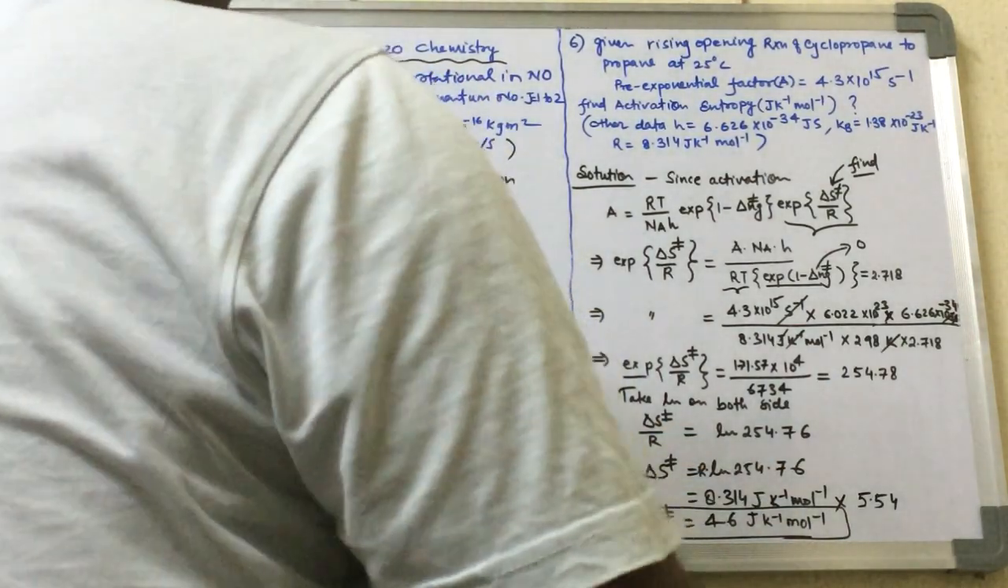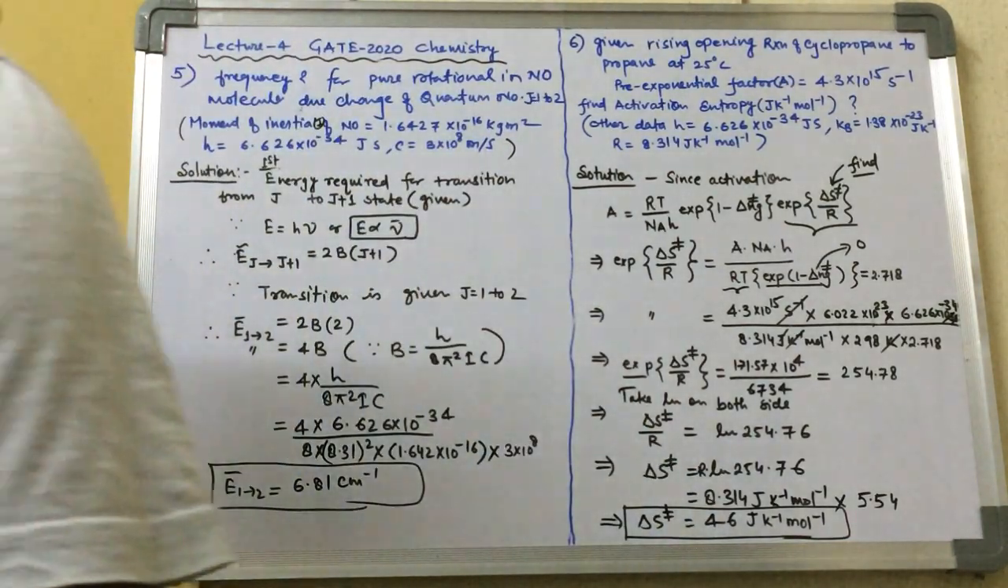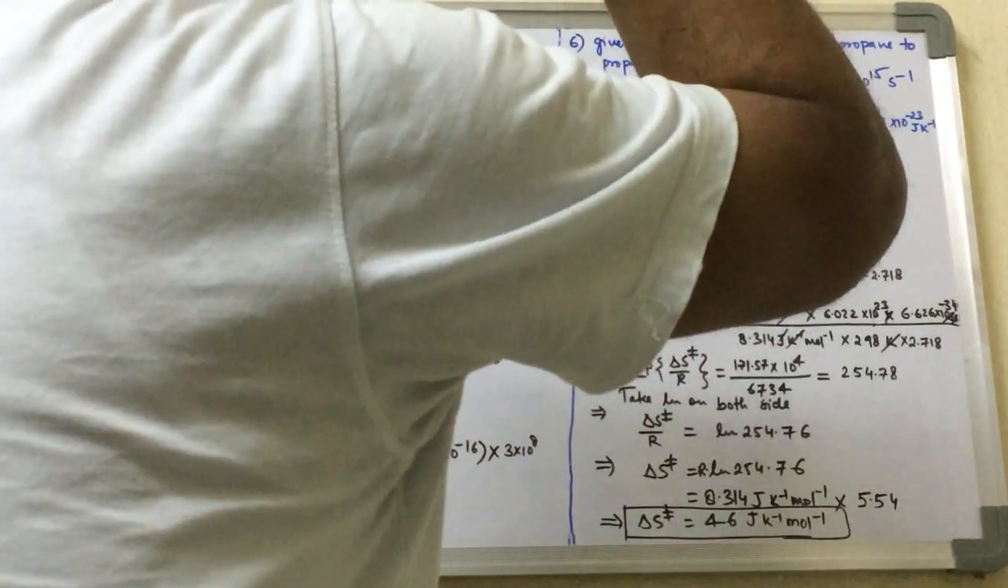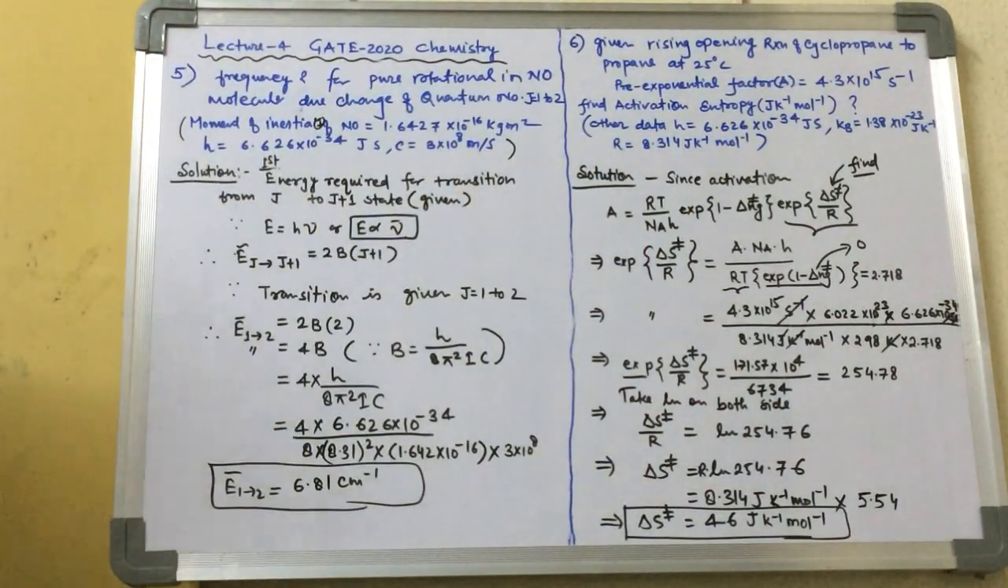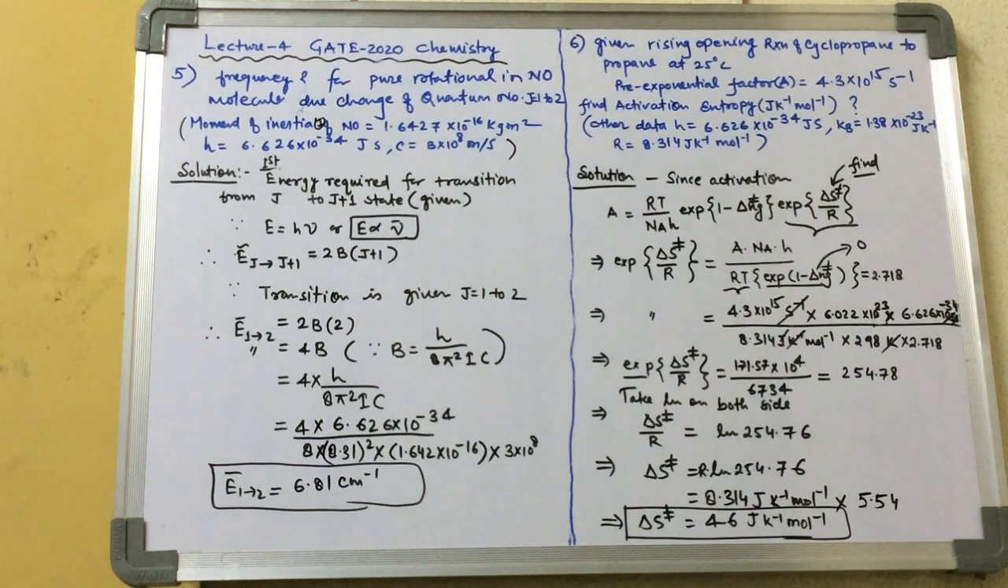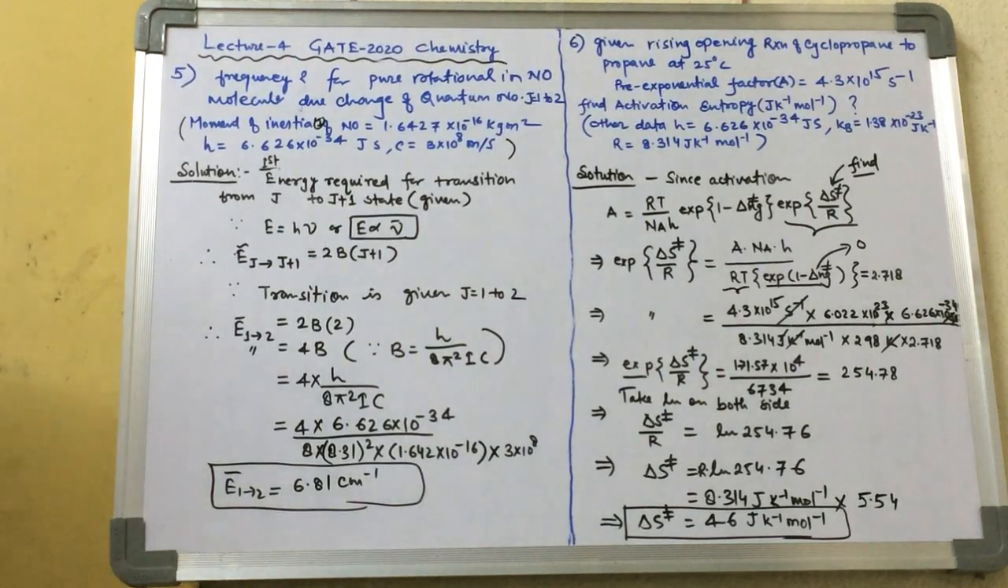Okay, so these are easy questions, but the formula is big. Okay, this is the 6th question. Okay, so now the next question. First I erase this, then I will tell you the next question.